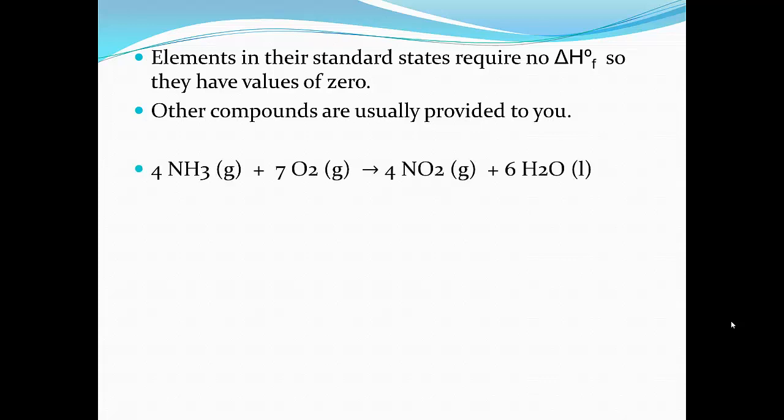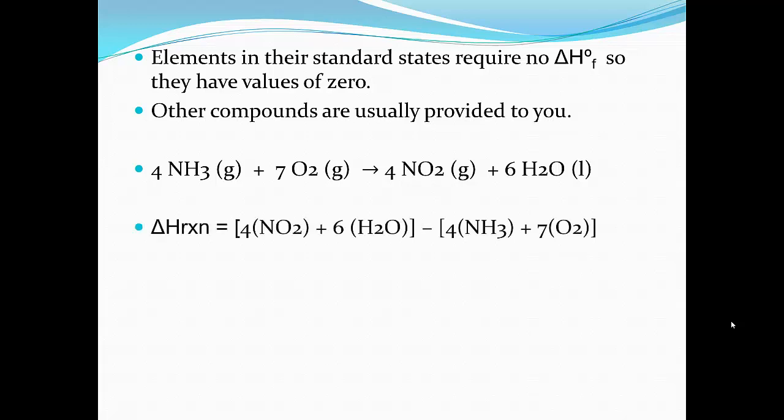So here's our practice reaction. So I have 4 moles of ammonia plus 7 moles of oxygen making 4 moles of nitrogen dioxide and 6 moles of water. So for this one, I would need to add up the products and then add up the reactants and subtract them. Since this is going to be given to you in kilojoules per mole form, you have to take into account how many moles of each thing there are. So making 1 mole of NO2 is going to take less energy than making 4 moles of NO2, so you have to take that into account.